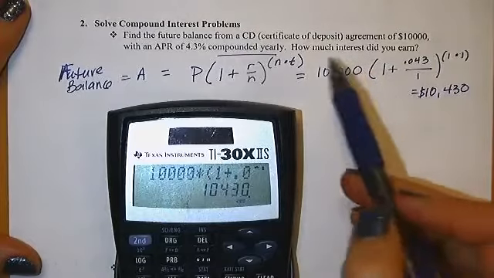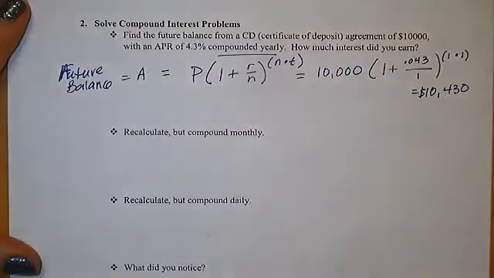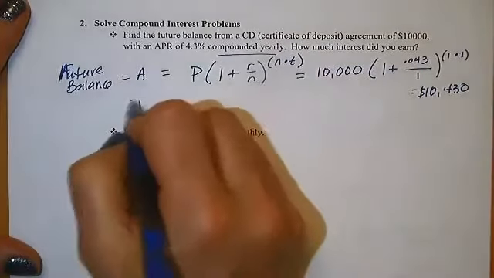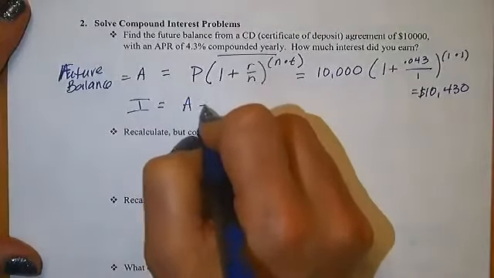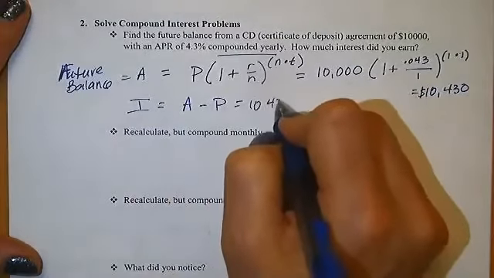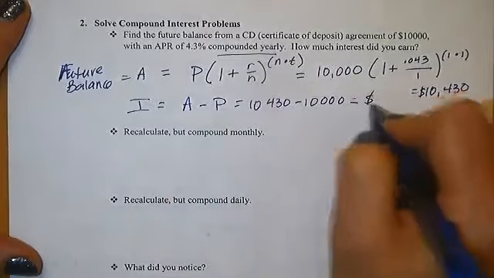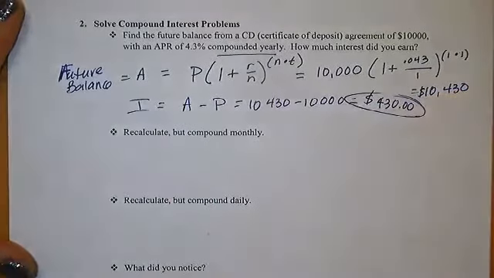Now the question asked us though, how much interest did you earn? So for this example, since this equation gives us the future balance, to find the amount of just the interest, you take your future balance and subtract out your principal. So the $10,430 minus the amount that I deposited at the beginning means that we earned $430 in interest.